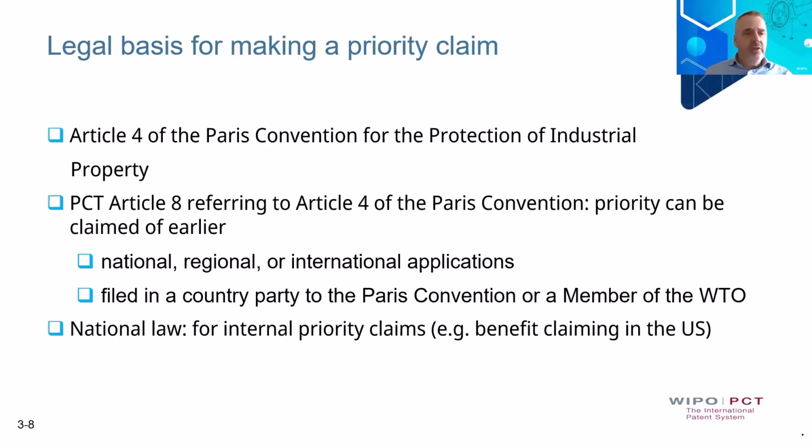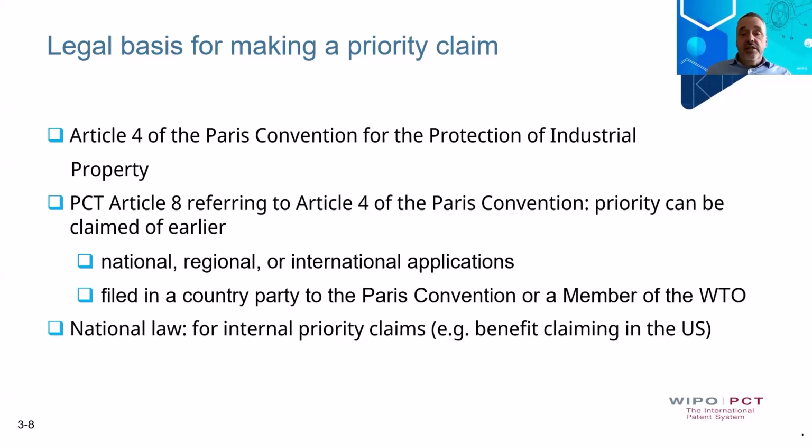And the PCT specifically allows you to claim priority of an earlier national, regional, think of a European patent application, or an earlier international application. So theoretically, you could file one PCT application and then at the end of 12 months file a second PCT application and claim priority of the first filed PCT application. All of that would be possible and permissible.